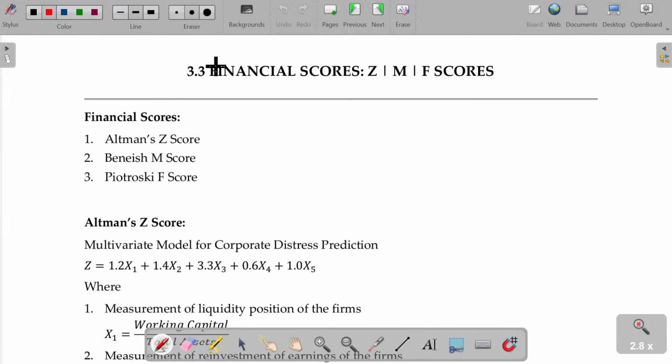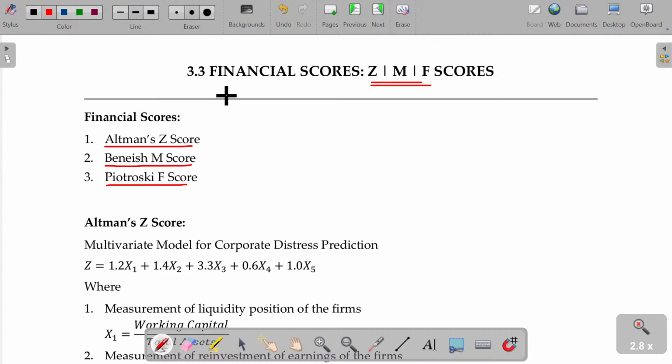Okay. In financial scores, we need to understand 3 scores: Z, M, and F scores. Altman's Z score, Beneish M-score, Piotroski F scores. These are the 3 scores you have to understand.